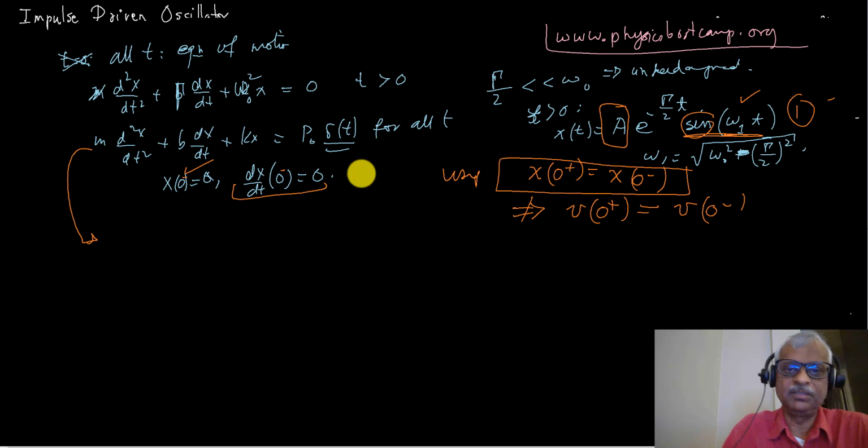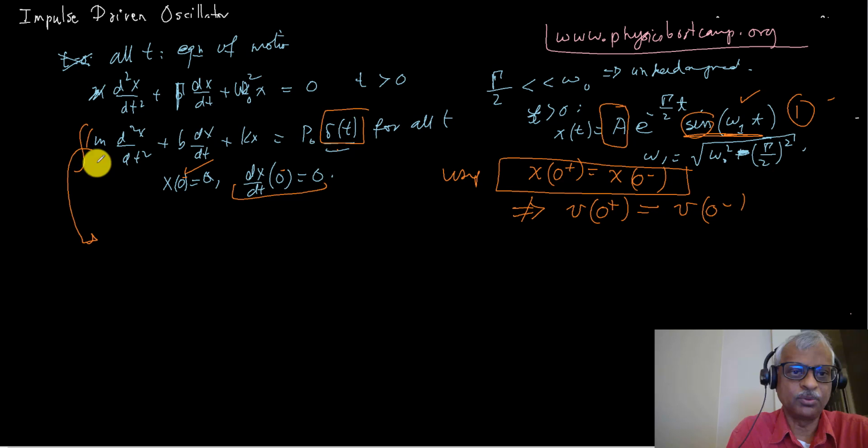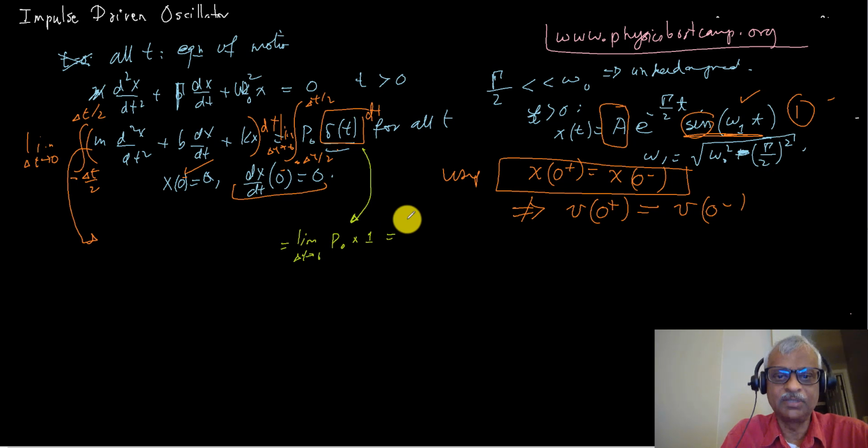Now I'm going to deal with this equation. As I've said earlier, we need to integrate it because of that. So let's integrate it. I'm going to integrate this whole thing dt from minus delta t over 2 to delta t over 2, and then take the limit delta t goes to 0. I'm going to do the same thing on this side, from minus delta t over 2 to delta t over 2, and take the limit delta t goes to 0. So on this side, I'm going to get the limit delta t goes to 0, p0 times 1, which is just p0.